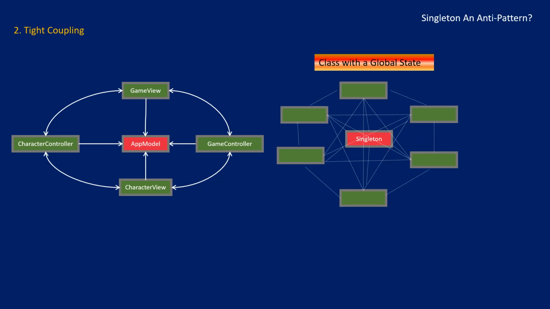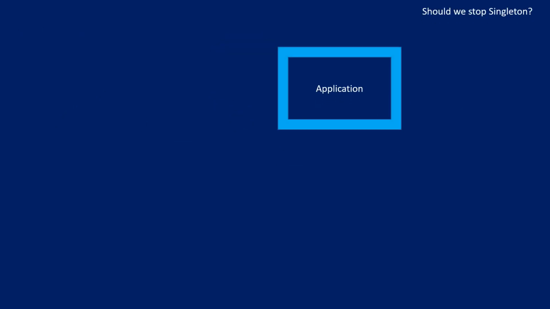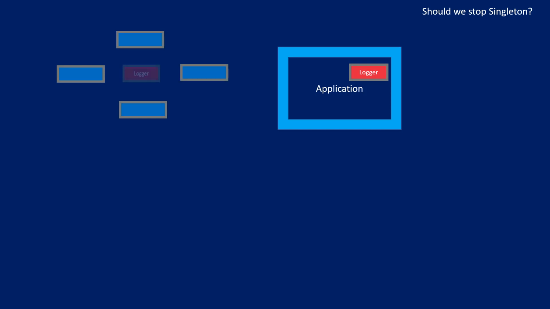So what do we do here? Should we stop using singletons completely? The answer is not in all the cases. In applications that use logging, loggers are almost always used as a singleton, and they are used everywhere. Some experts feel that using loggers as singletons is acceptable. That's because they don't affect the execution flow of an application.